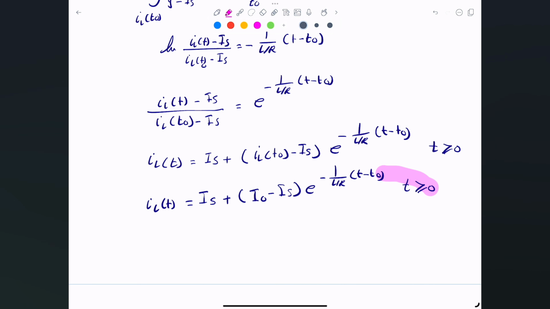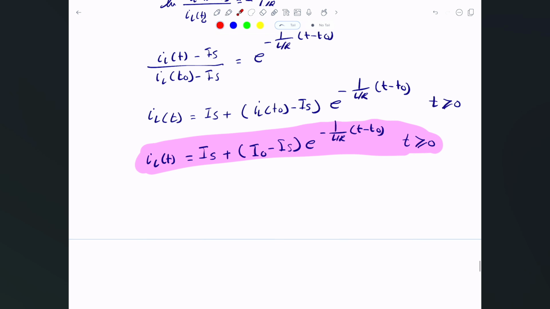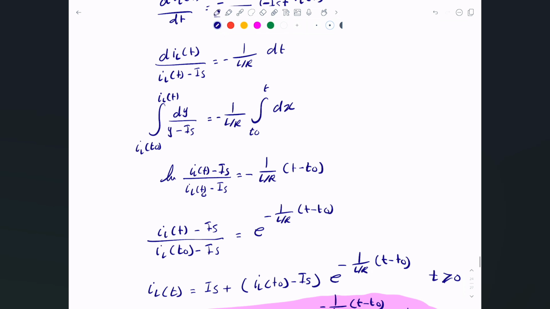So it's equal because the current doesn't change right before or right after that. And you can see it by substituting t, for example, to be t0. You'll see that the exponent becomes 0, so e to the 0 is 1, and you get I(s) plus I0 minus I(s), which is simply I0. Okay, which is fine. All right, so we found the current through this inductor.